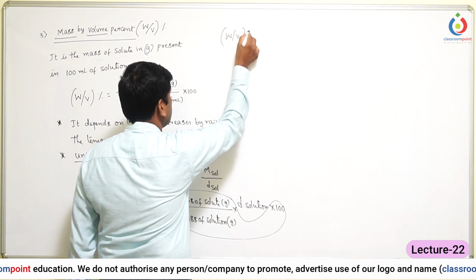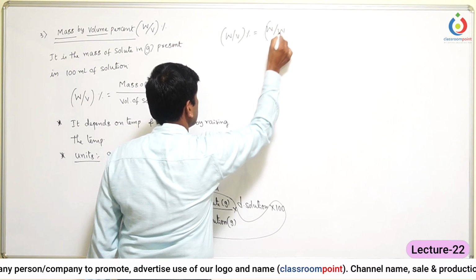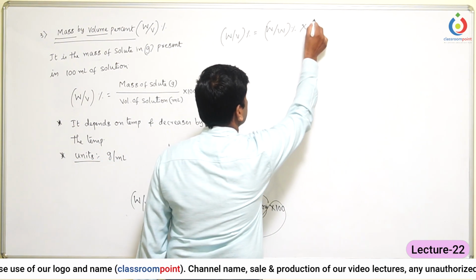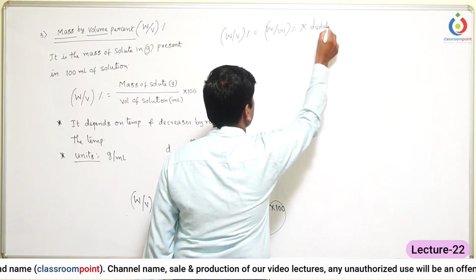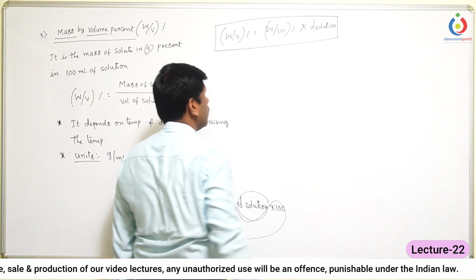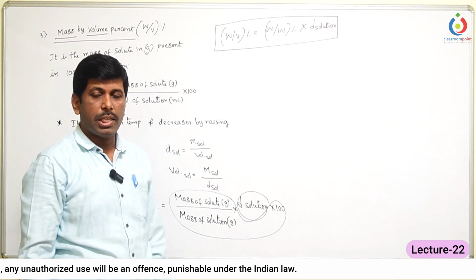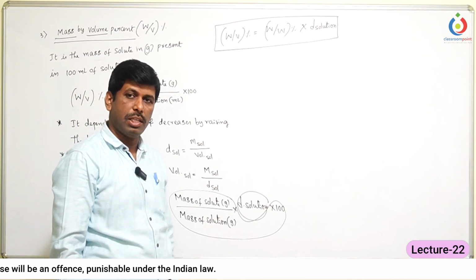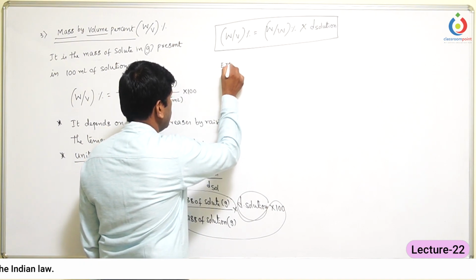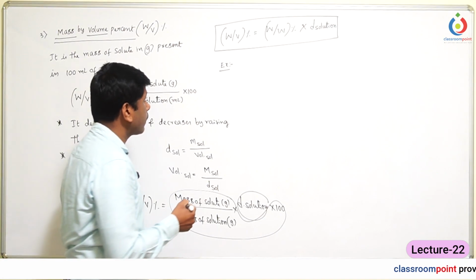So we get mass by volume percent is equal to mass percent into density of the solution. By using this relation and knowing the density of the solution, we can interconvert the mass by volume percentage and mass percentage. Now, let us see how to understand the mass by volume percentage questions and its terminology.